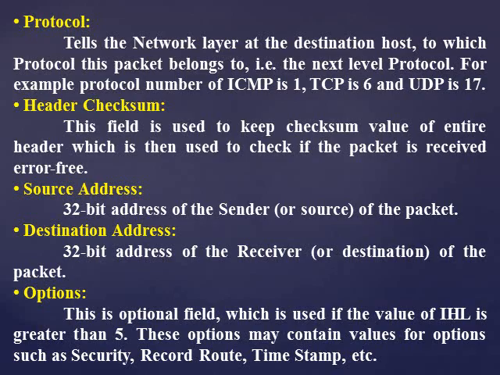Options. This is the last field of the IPv4 protocol header format. This is an optional field which is used if the value of IHL, that is internet header length, is greater than 5. Initially the internet header length is 4 bits as per the IPv4 header format, but when it becomes greater than 5, then this options field is in use. These options may contain values for options such as security, record route, time stamps, etc. So these are the various fields through which we can understand the IPv4 header format.